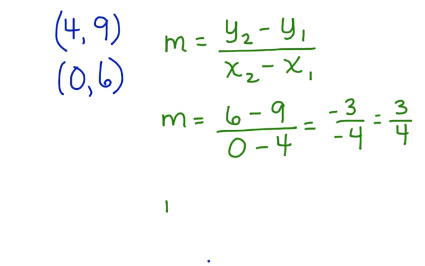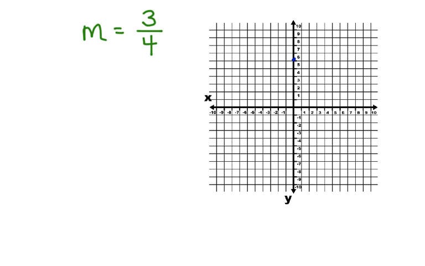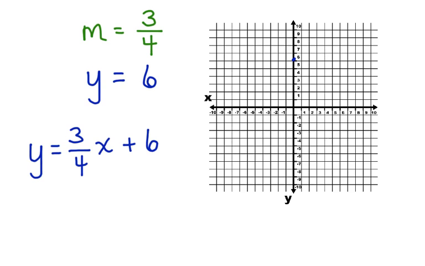So we can say that the slope of the line is 3/4. Now the line crossed the y-axis at positive 6. So we can say that the y-intercept is 6. Now we have enough information to write an equation in slope-intercept form. y equals 3/4 x plus 6. This is the equation for our line of best fit.